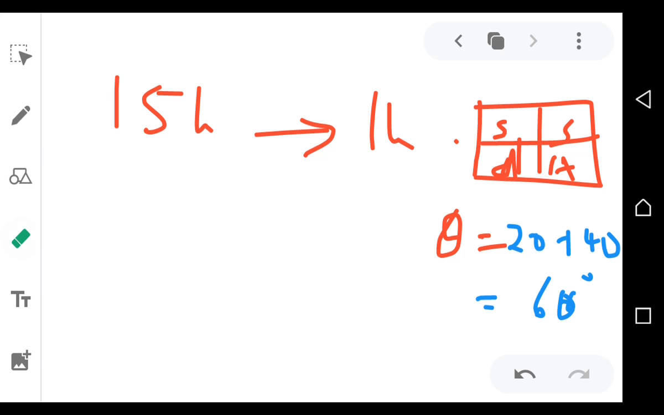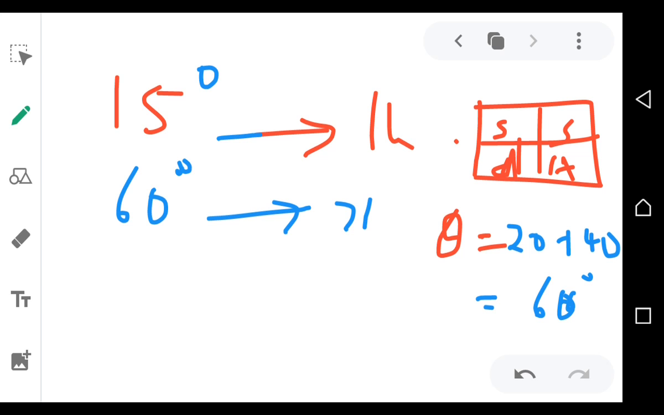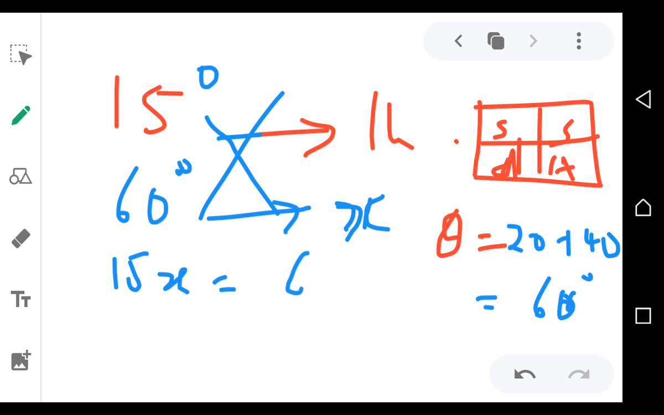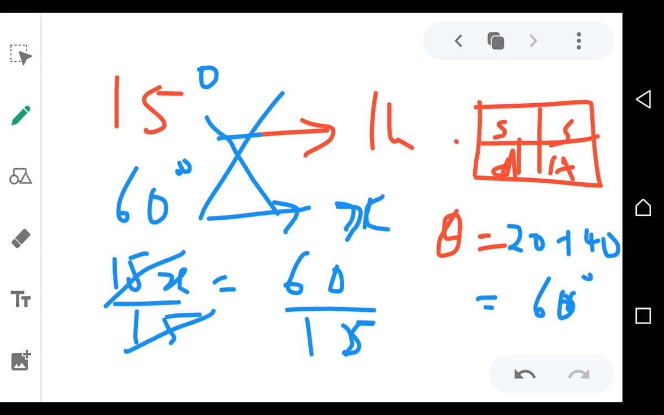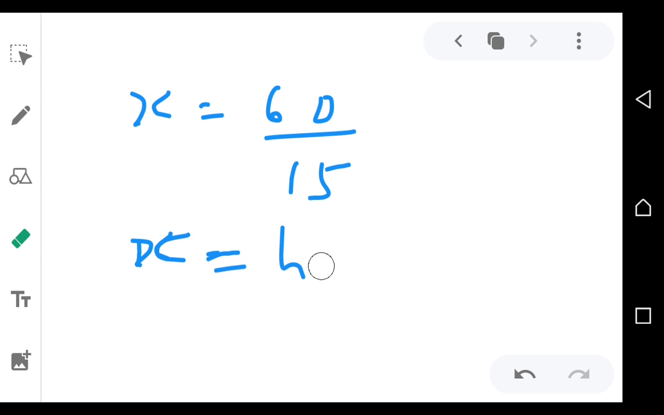So for every 15 degrees, I gain 1 hour. What about 60 degrees? I gain x. Okay, I do not know, then I do the cross multiply. So it will be 15x is equal to 60. You divide by 15. So x is equal to 60 divided by 15. It is 4, I believe. So it is 4 hours.